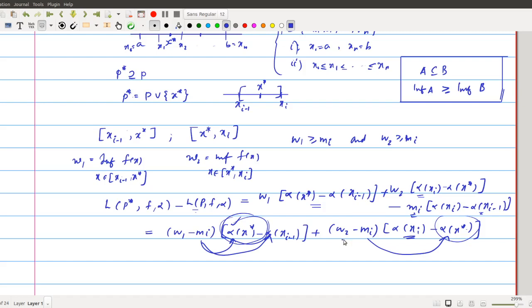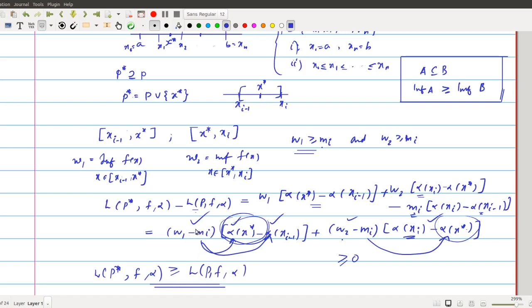So what is the advantage of this? This is always greater than or equal to 0, because we have already seen that w1 is greater than or equal to mi and w2 is greater than or equal to mi, so these two brackets are always non-negative. Then you consider this one. Since x star is here and alpha is increasing, alpha of x star is greater than or equal to alpha of xi minus 1, so this is also non-negative. Similarly, this bracket is also non-negative, so all these terms are non-negative, and you get LP star f alpha is greater than or equal to LP f alpha. So this proves the one inequality of the theorem.